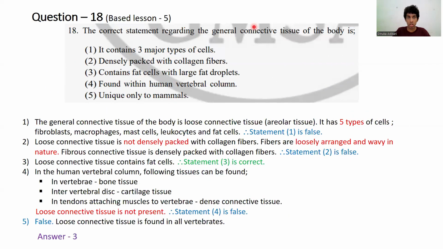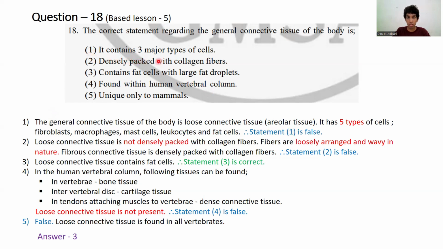Question number 18. It is based on the fifth lesson. The correct statement regarding the general connective tissue of the body is: So, what is the general connective tissue of the body? It is the loose connective tissue or the areolar tissue. So, the first statement: it contains three major types of cells. No, the loose connective tissue has five types of cells: fibroblasts, macrophages, mast cells, leukocytes, and fat cells. Therefore, statement 1 is false.